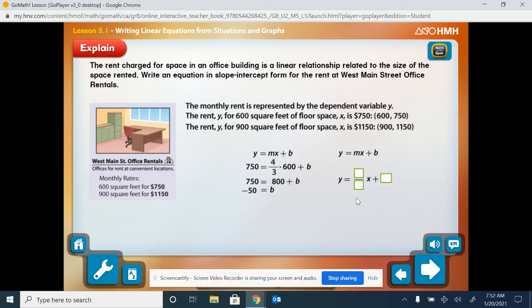That's it. Now you can write the equation of the line that models this situation. So we know that the slope is 4/3. Put it right there. And the y-intercept is negative 50. So we put minus 50. Usually the minus will go instead of plus. We put minus 50. Okay. That's right.